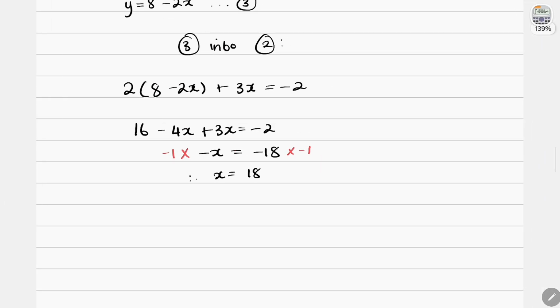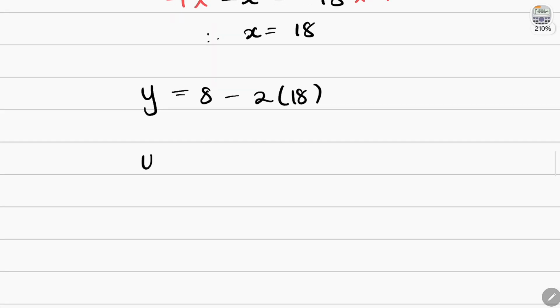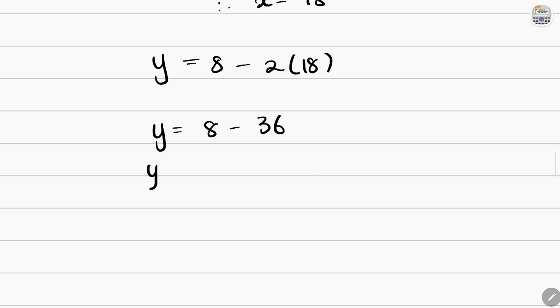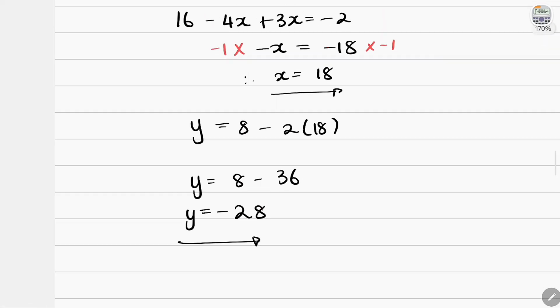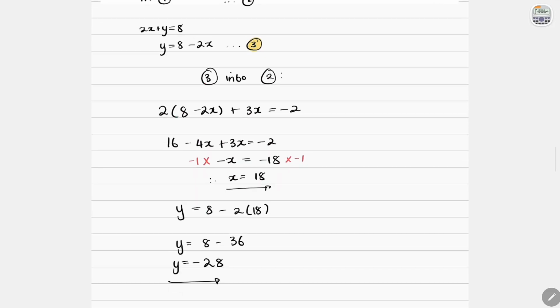Okay, so we have solved for x. And how do we get y? Take an equation that had y as a subject that said y is equal to. So that would be equation number 3. Y is equal to 8 minus 2x. But we know x is 18, so substitute it in place of x. And finally, y equals 8 minus 18 times 2, which is 36. Okay, so we just get y equals negative 28 specifically. Okay, so these are our answers. X equals 18, while y equals negative 28. And that is it for question 3.